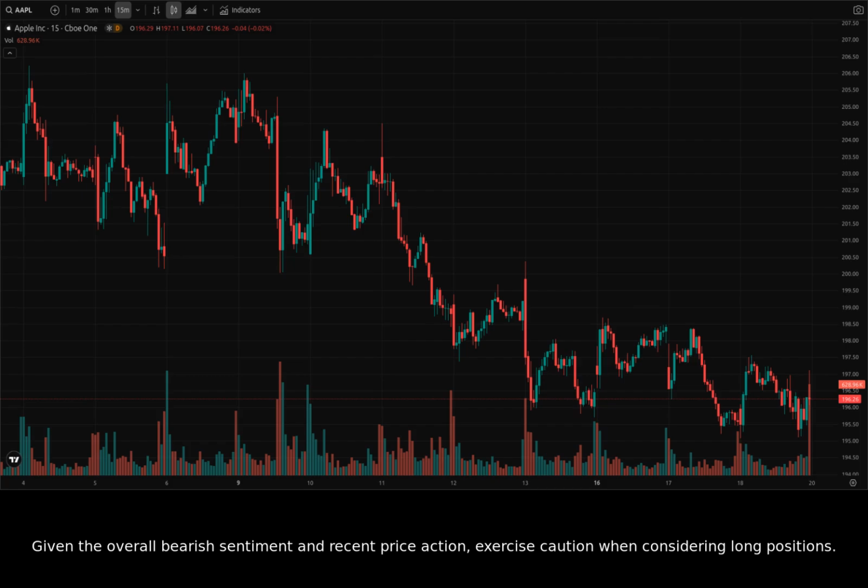Given the overall bearish sentiment and recent price action, exercise caution when considering long positions. Short-term traders should watch for candlestick patterns and volume confirmation for any potential moves.